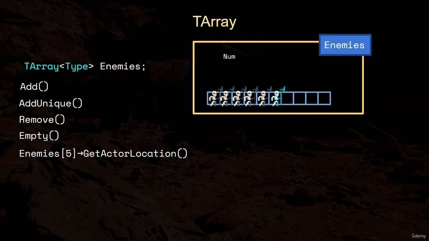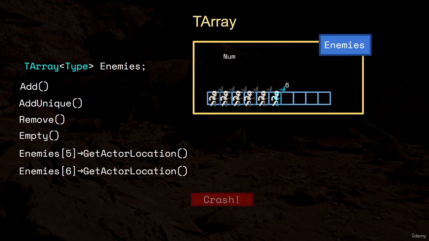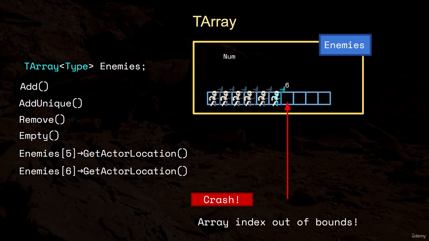In this particular example, we have 6 elements in this array, with indices ranging from 0 to 5, so element 6 is empty. And if we attempted to index the array using an index that does not have a valid value in it, then we could get a crash with that array index out of bounds error. So that's the Unreal Engine T-array, and we'll see more use of it throughout this course.